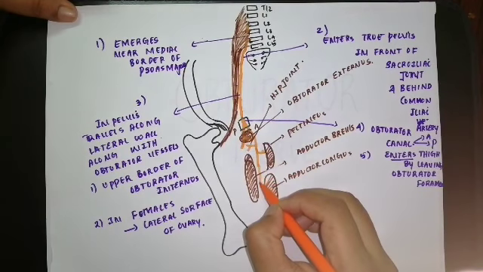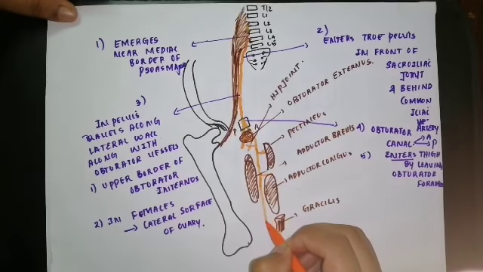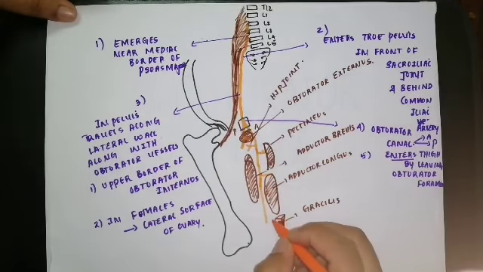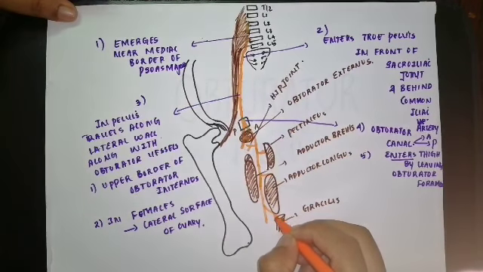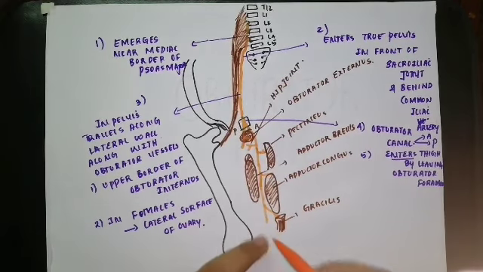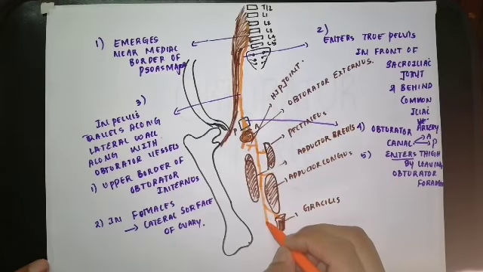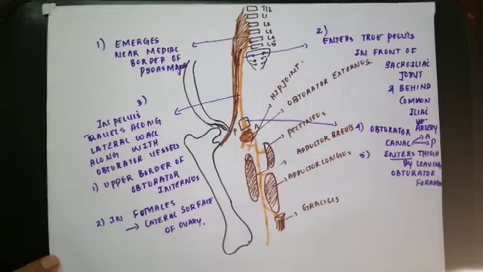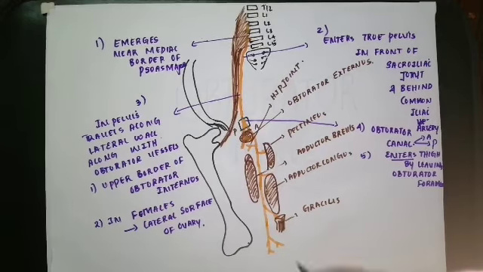Now it passes like this and it supplies the adductor longus. Now it passes like this and it is supplying the gracilis also. Now distal to the adductor longus muscle, it is entering the subsartorial canal. Now after entering the subsartorial canal, it gives vascular branches to the femoral artery.